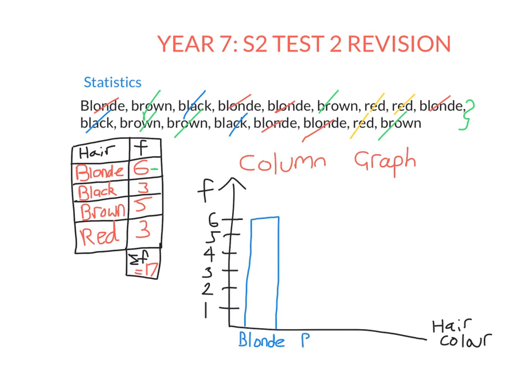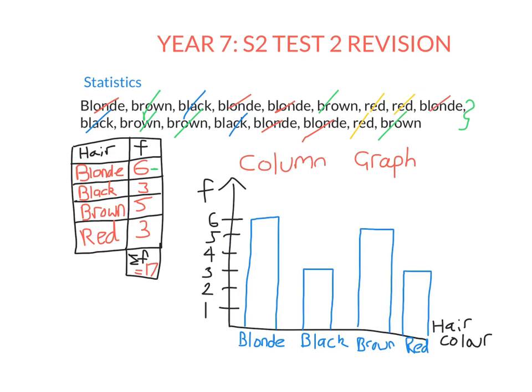And now we'll do the same for black. It will get its own bar, but it will only go up to 3 because there are only 3 people with black hair. And then we do the same for brown and red. So now our column graph is complete, each category getting its own bar, and how high the bar goes is determined by how many times the thing occurred.